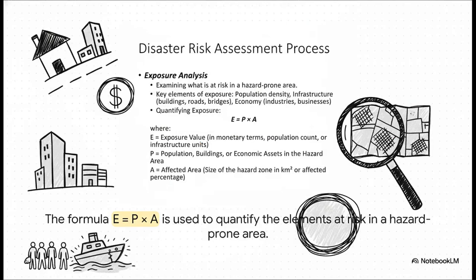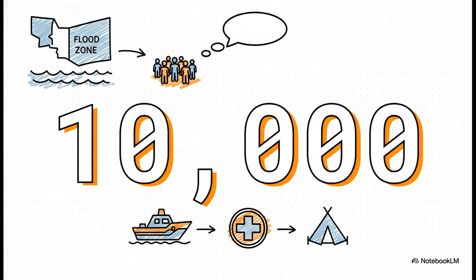Okay, let's zoom in on one of those steps, a really key quantitative part, exposure analysis. This is where we figure out exactly what or who is at risk. And we can quantify this with a pretty simple formula. Exposure equals P times A. Here, P stands for the population or economic assets in the zone, and A is the size of the area that could be affected. So, for example, let's make this real.